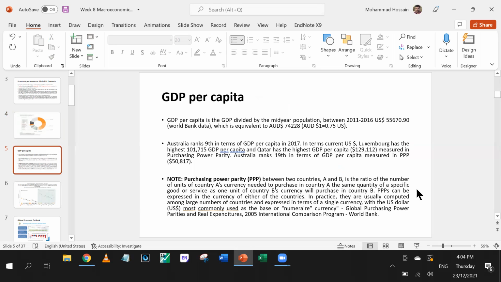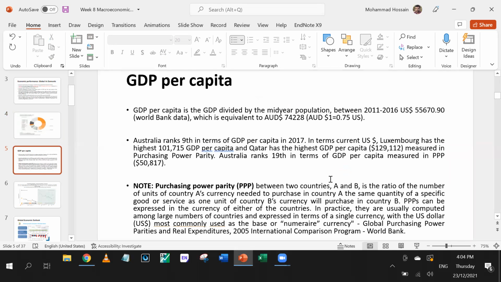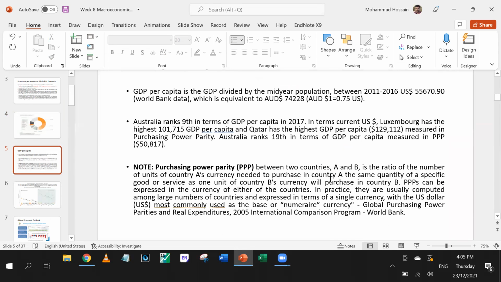Now this is the important one between two countries. Purchasing power parity, we call that. Purchasing power parity between two countries A and B is the ratio of the number of units of country A's currency needed to purchase the same quantity of a specific good or service as 1 unit of currency of country B will purchase in country B. Very long line. Let me explain to you.